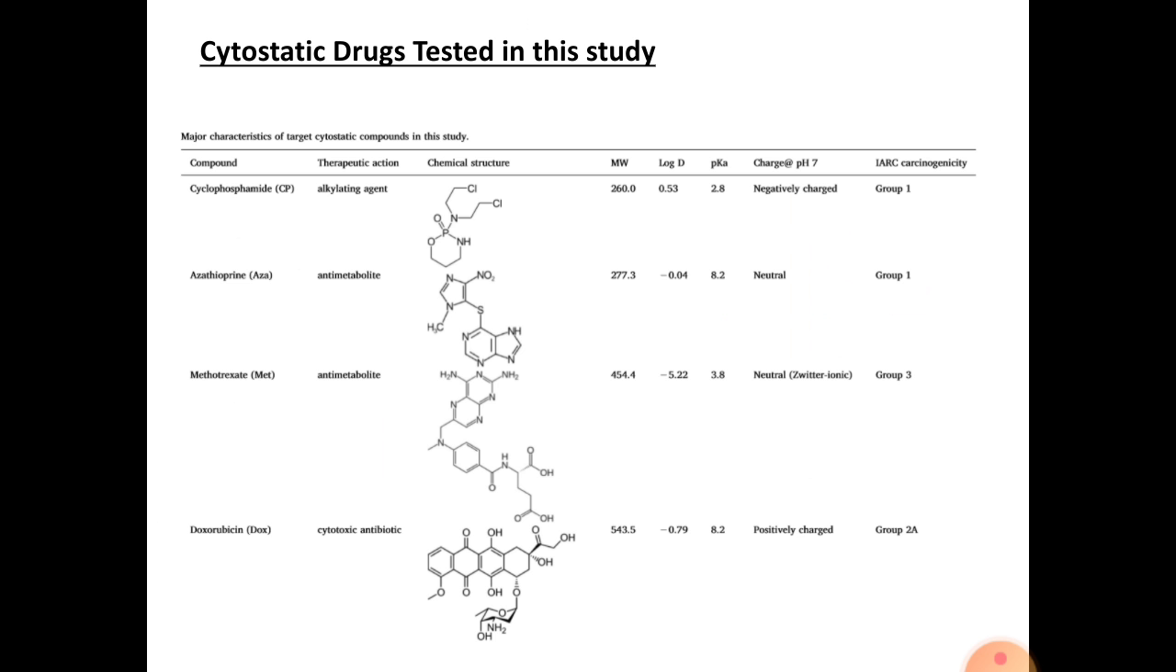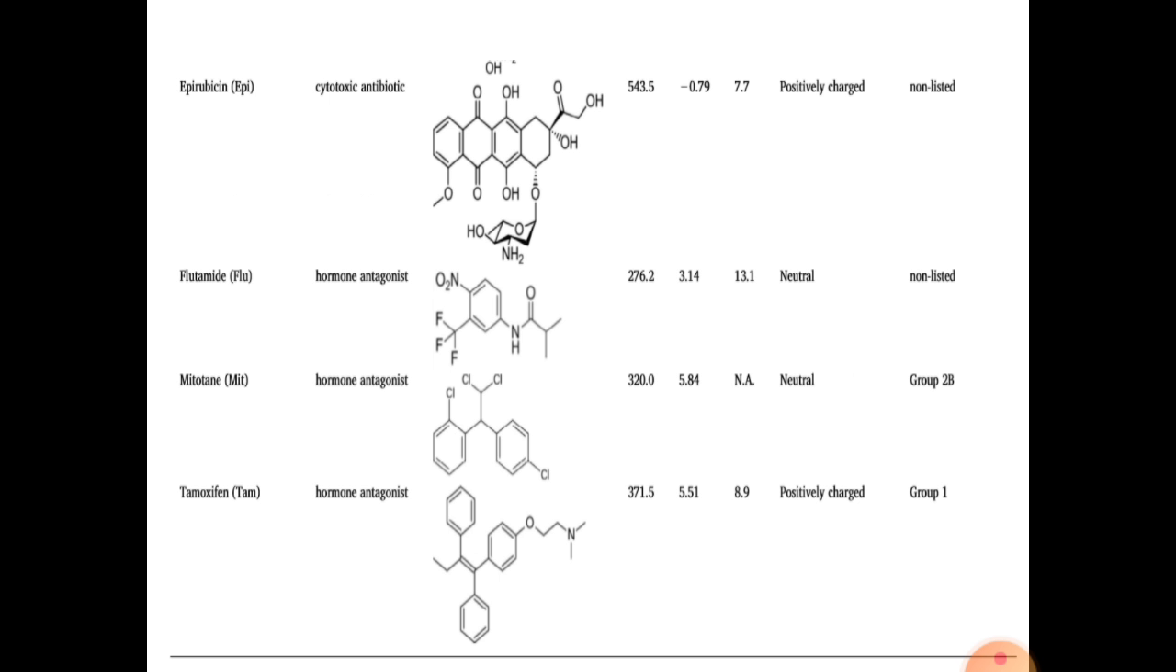So these are some of the cytostatic drugs tested in this study, which are cyclophosphamide CPN, azathioprine, methotrexate, doxorubicin, epirubicin, flutamide, and tamoxifen. So these are the cytostatic drugs that were studied in this study, and their removal efficiency by the membrane processes was analyzed.